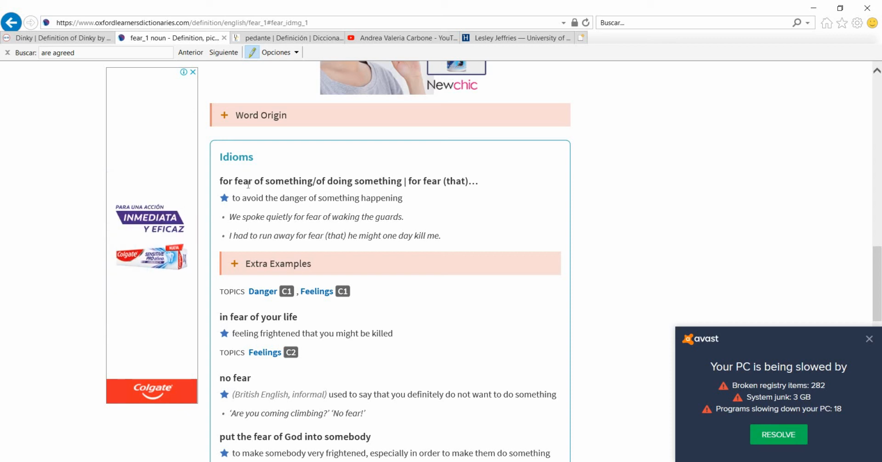So the fear in "for fear of" is figurative. There isn't a real fear, right? So be careful not to translate the word fear as temor, though you may need to. It may apply in certain cases. It's not always the case, right? We spoke quietly for fear of waking the guards. No es que teníamos miedo de despertarlos, era para evitar que se despertaran, right? Simply to avoid something bad. Okay, so remember not to take fear at face value, right?